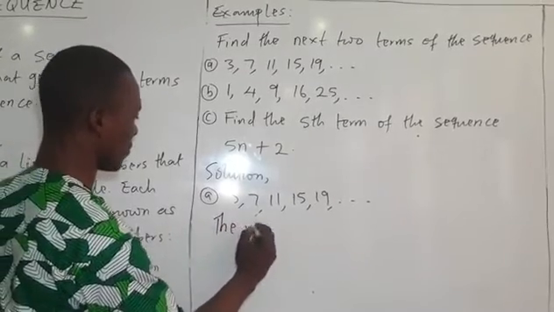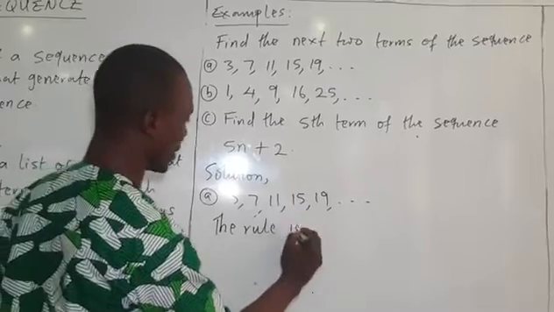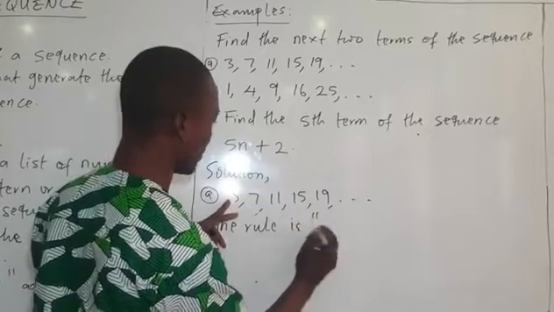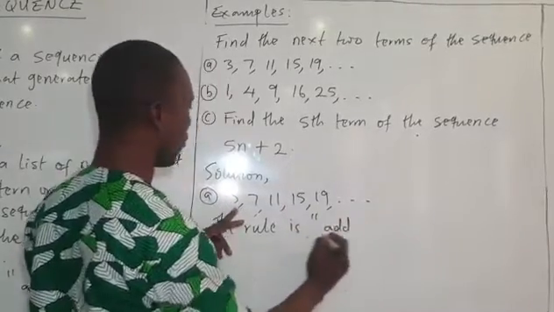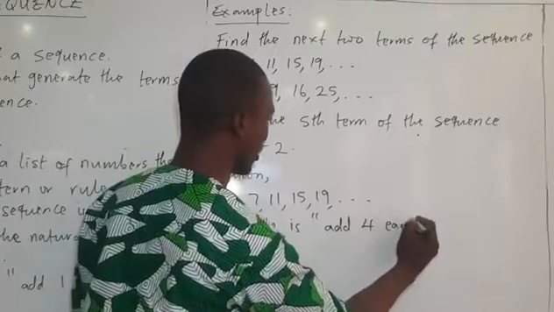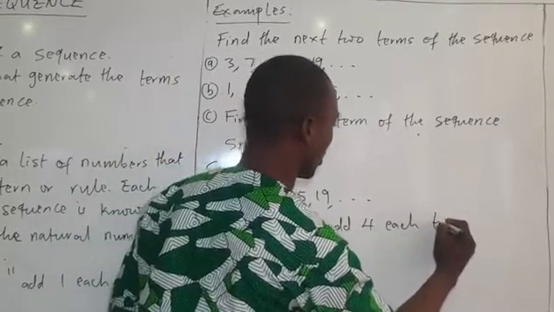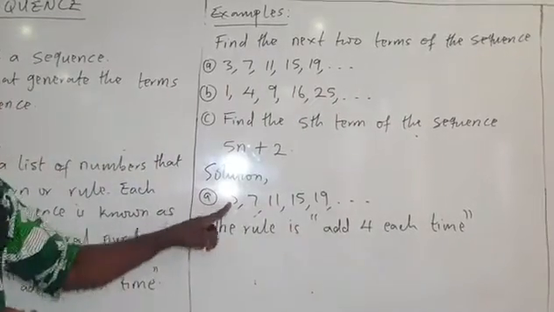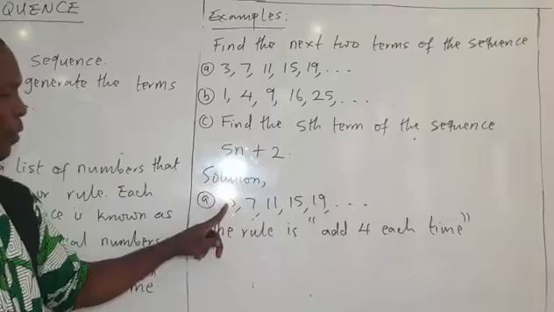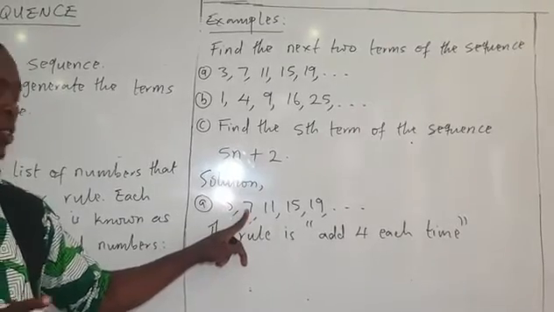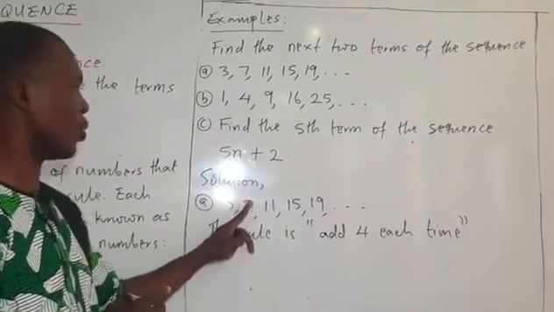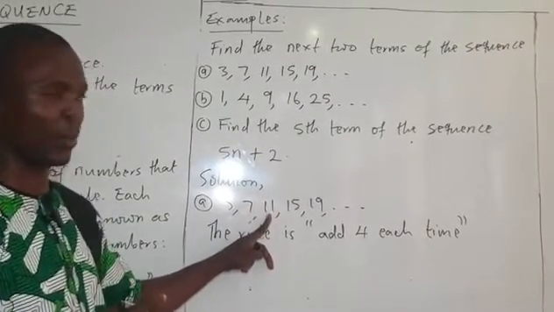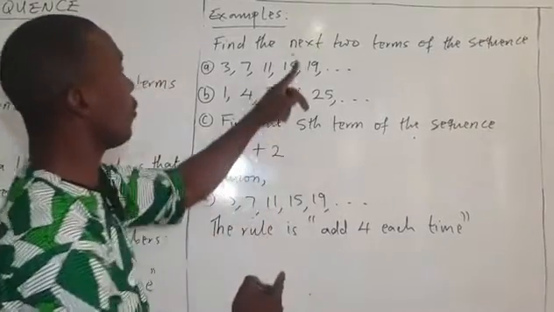So the rule is what? The rule is add 4 each time. If we add 4 to the first term, it will give us 4 plus 3, which is 7. That gives us the second term. Add 4 to 7, which is the second term, it will give us 11, which is the third term. That's how we are going to look for the next two terms.